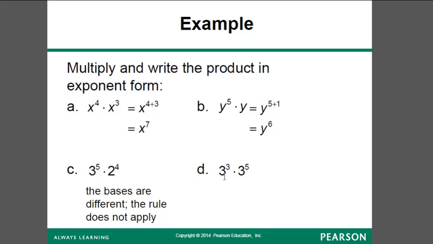Now here I have 3 to the 3rd times 3 to the 5th. Now I can add these exponents and say 3 plus 5 gives me 3 to the 8th. The reason why we're going over this is so that we can actually multiply items that have coefficients, exponents, things of that nature.